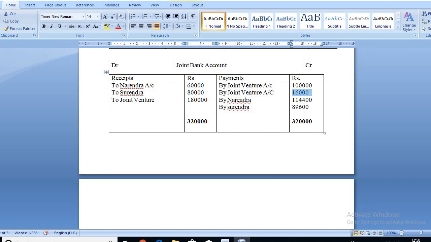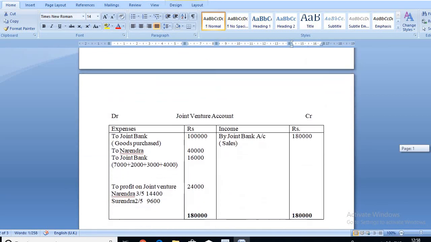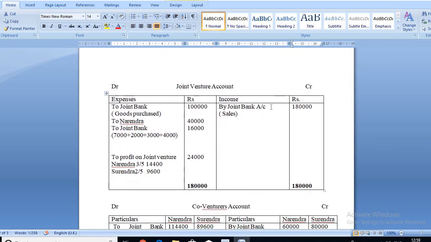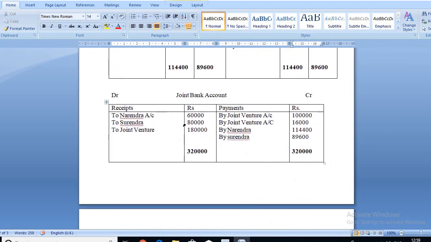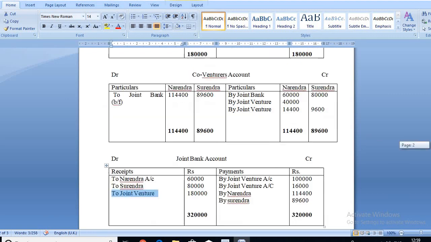And the last transaction is sales. Sales is income, so this income should be received through joint bank account. So 'by joint bank' rupees 1,80,000. One more entry: in the joint bank account, debit side, 1,80,000 'to joint venture'. Now all the transactions are over.